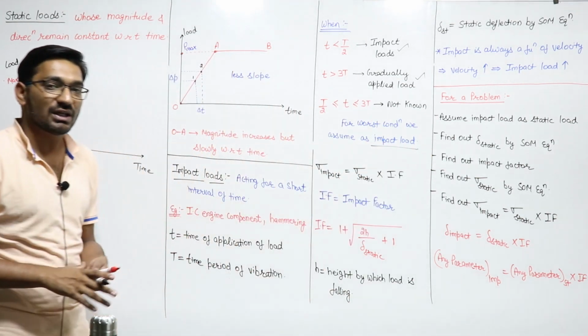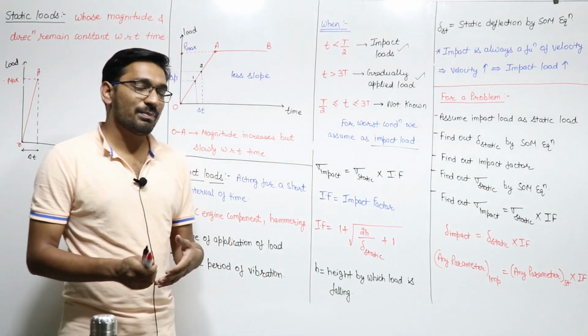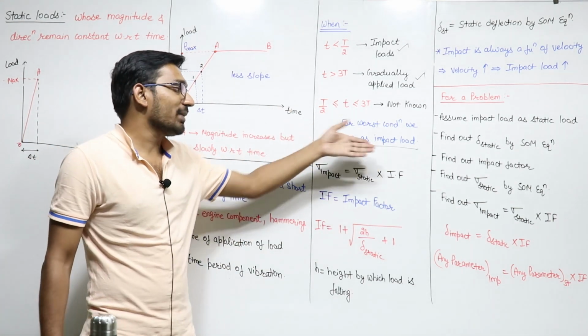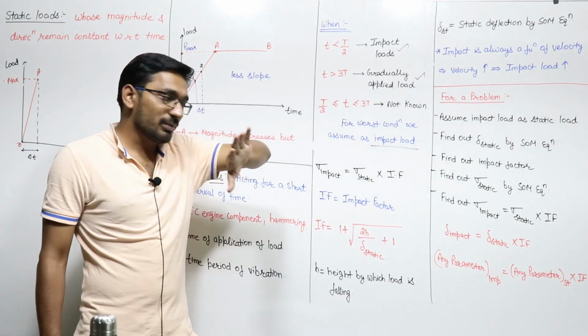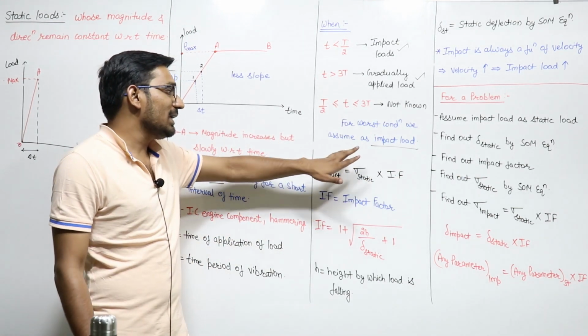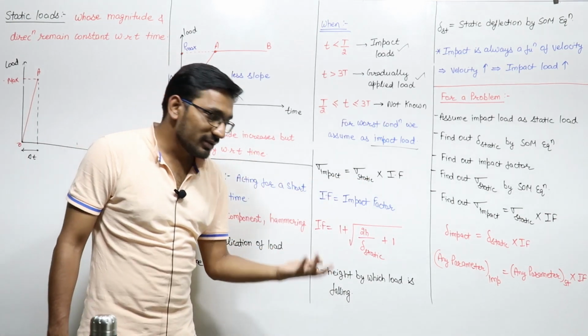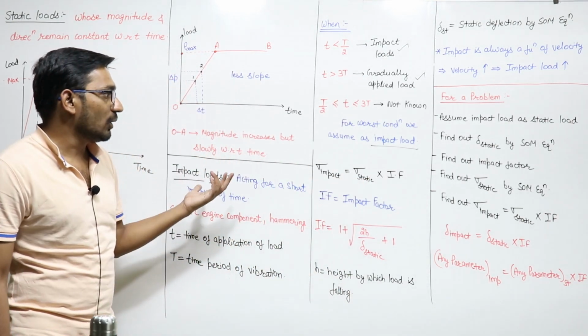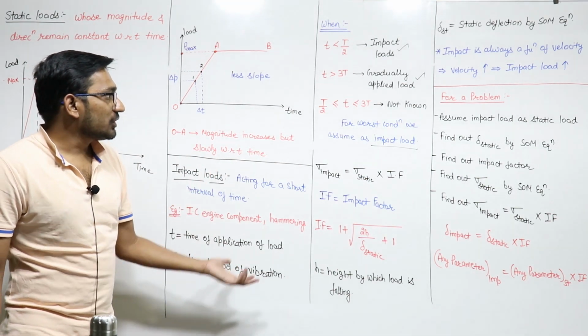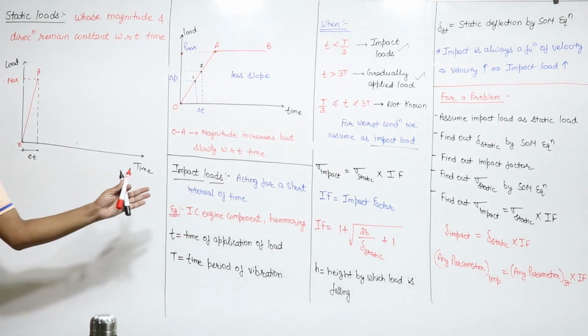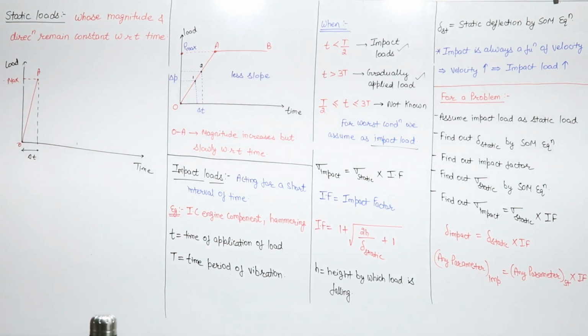We are assuming the worst situation, because impact load is the worst type of load compared to a gradually applied load. Because of impact load, the body will have a tendency to fail earlier than with a gradually applied load, right? So this is the criterion to differentiate between impact load and gradually applied load.